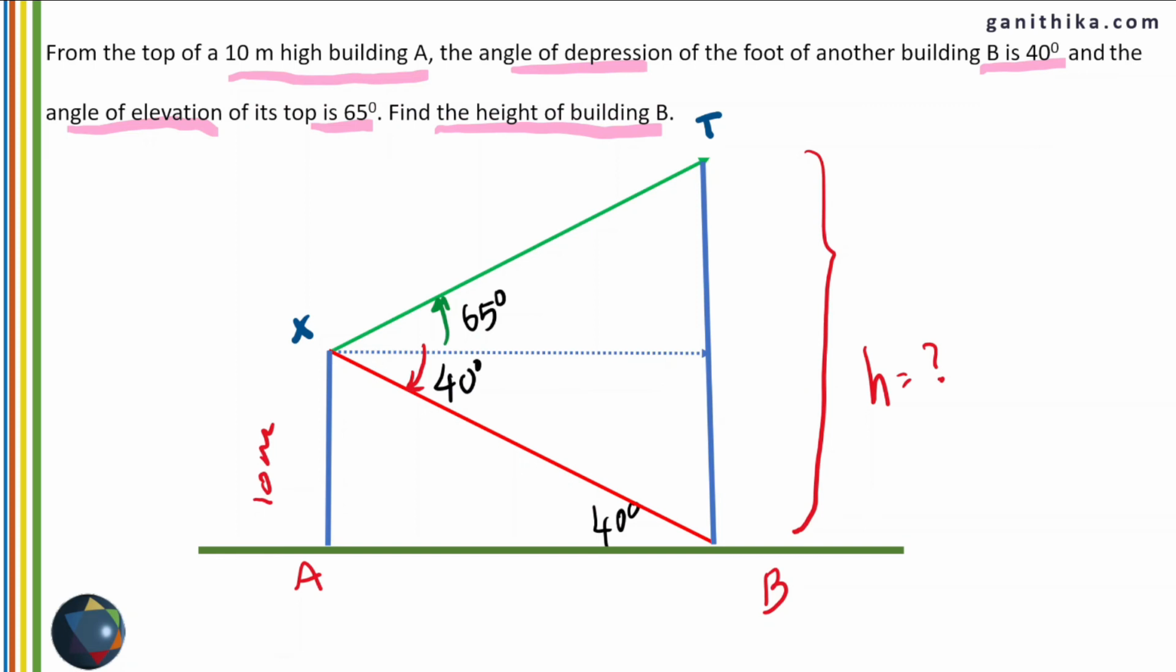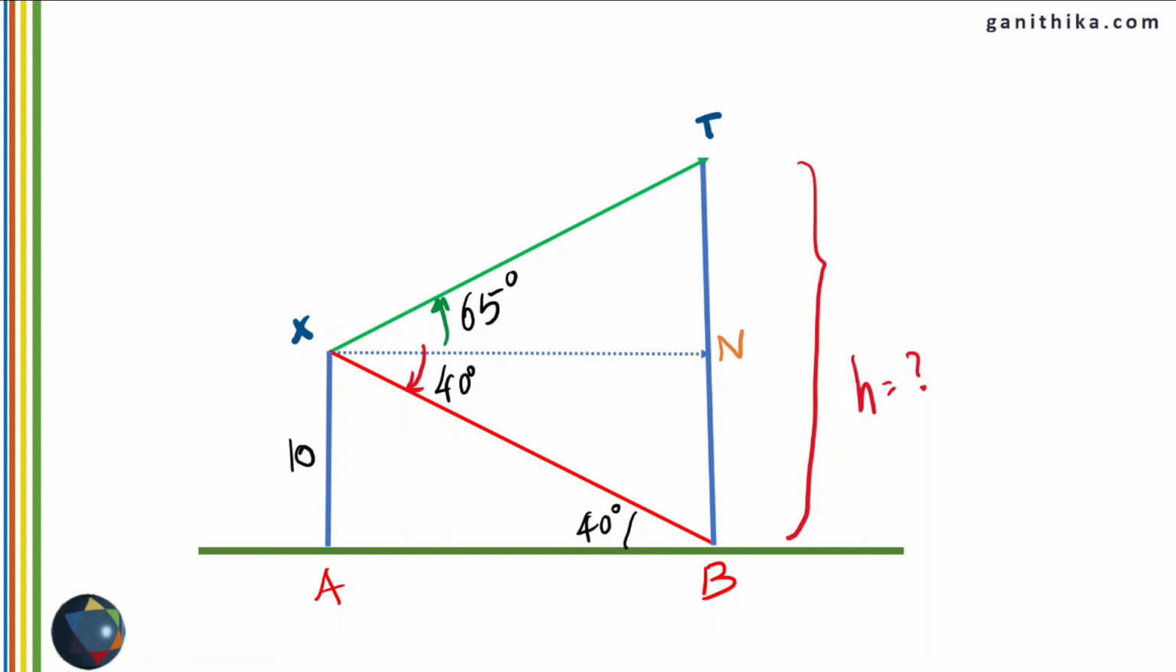Again, pause the video, try to identify all the right angle triangles and see how you can proceed to find the value of h in this case. Are you ready? Now let's mark this point as N because we have a horizontal and vertical line. We have a 90 degree on this point. So that might be helpful. So let's mark this as N.